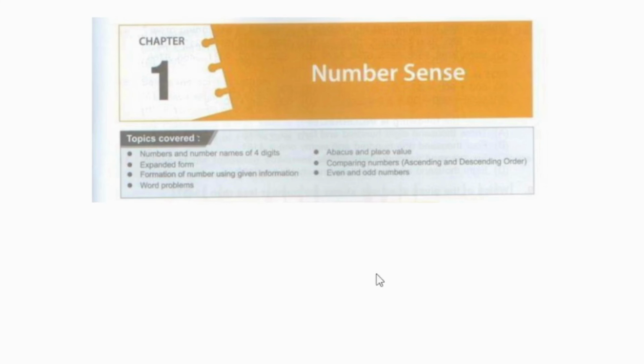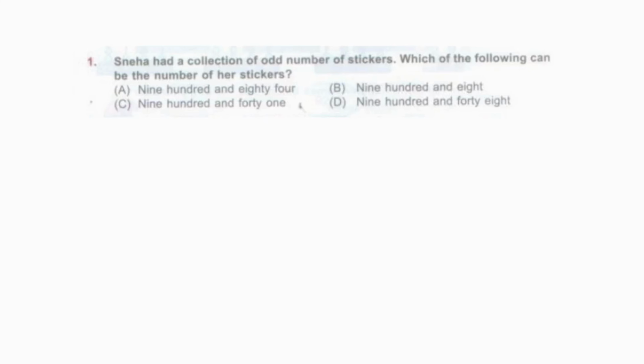In class 3 number sense, we are trying to learn numbers and number names of 4-digit numbers, expanded form, formations of numbers using given information, word problems, abacus and place values, comparing numbers both in ascending and descending order, even and odd numbers. This is what we're going to cover in this video. Let's start this video with the first question of class 3 IMO workbook in number sense chapter.